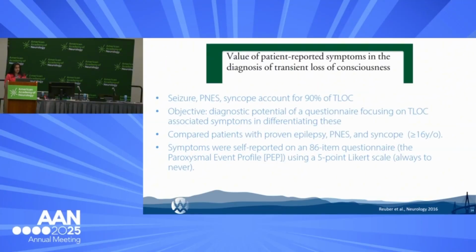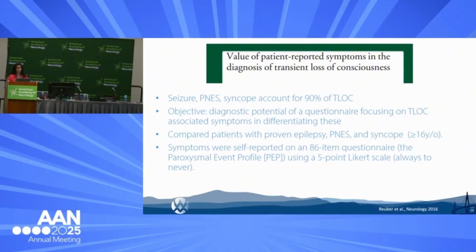In this paper, they looked at transient loss of consciousness between episodes, which usually is going to be either seizures, non-epileptic events, or syncope, as they account for 90% of those episodes. And the objective was, what is the diagnostic potential of a questionnaire that focuses on transient loss of consciousness events associated with symptoms that could help to differentiate these. They compared patients with proven epilepsy, non-epileptic events, and syncope, and patients self-reported on an 86-item questionnaire using a 5-point Likert scale.